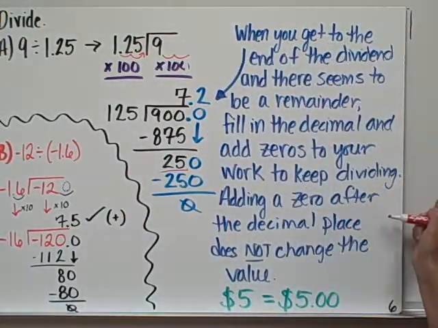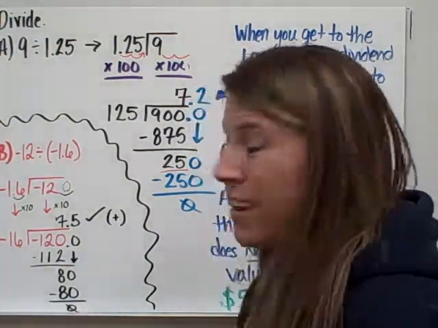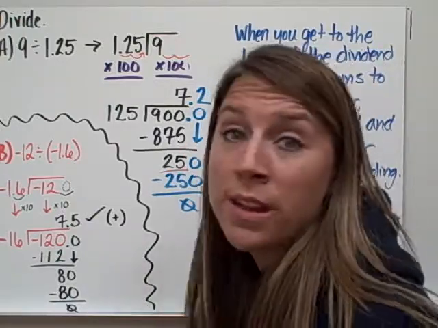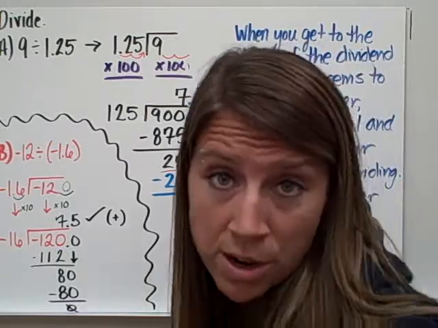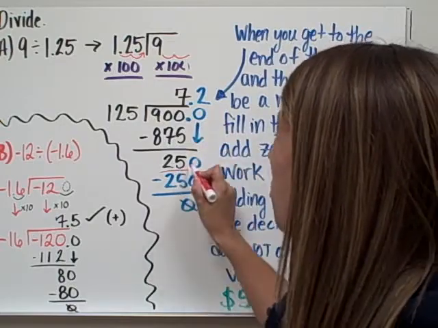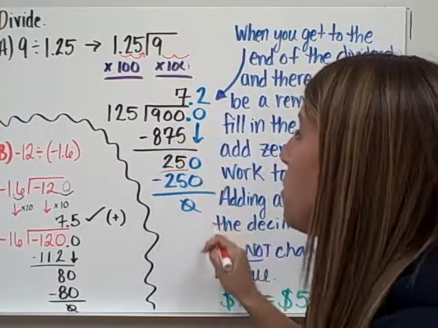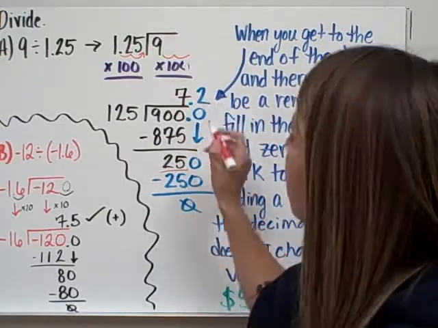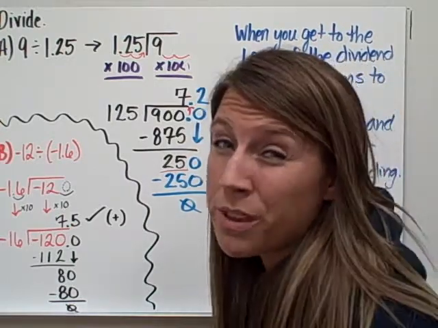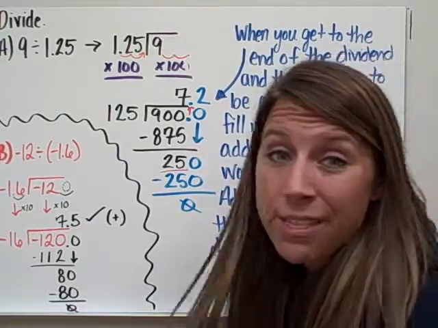Because adding zeros does not change the value in a number after the decimal point. You can add as many zeros as you want, and 900 is still going to be 900, no matter if it's 900.0, 900.00000, it's still 900. So I can add that 0, bring it down, turn 25 into 250, and then 125 nicely goes into 250 twice. We put that 2 there, making sure that the decimal we filled in here also does go straight up. It's there for a reason, so we can't forget about it. Okay, so our answer would be 7 2/10.